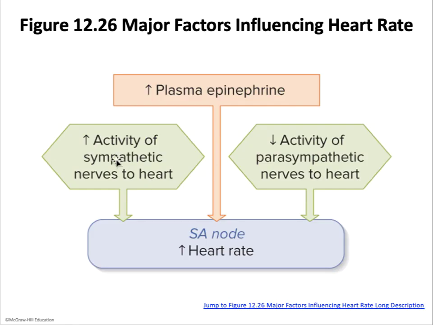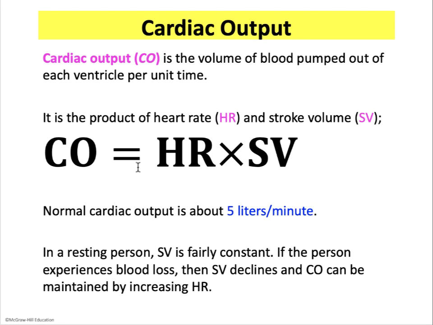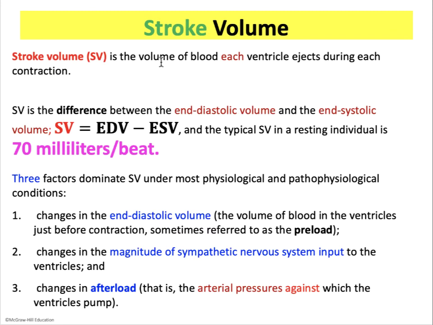In addition to the sympathetic and parasympathetic nervous systems, the plasma concentration of epinephrine can also have a chronotropic effect on heart rate. When we mentioned cardiac output on a previous slide, we were looking at a second component called the stroke volume. The stroke volume is very important. The stroke volume is basically defined as the volume of blood each ventricle ejects during each contraction.